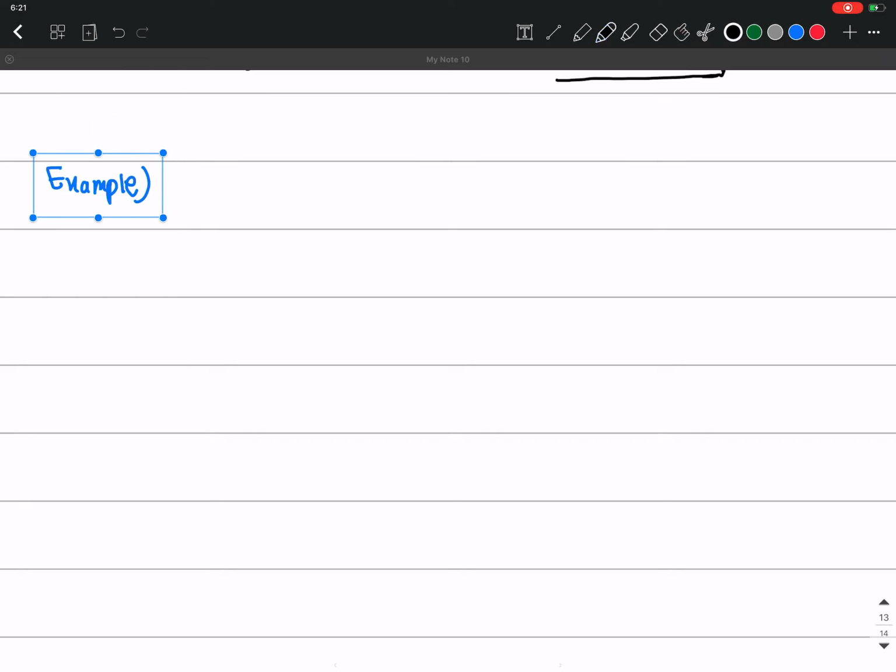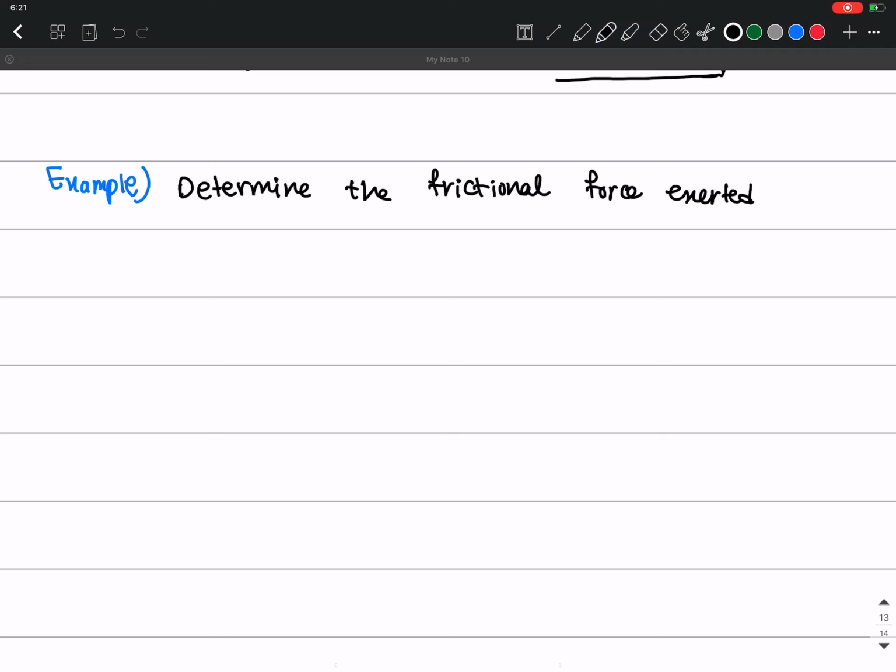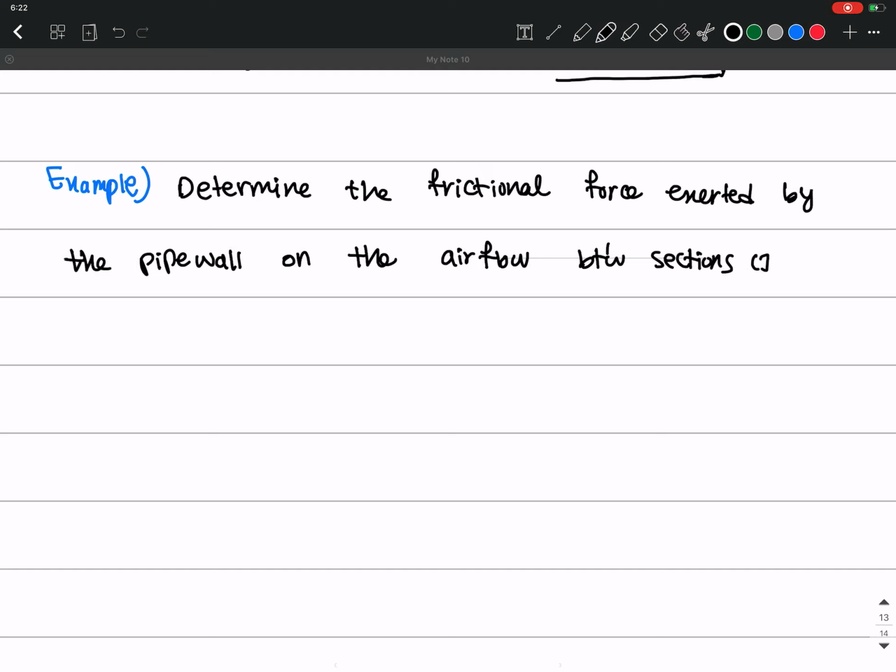So in this example, we want to determine the frictional force exerted by the pipe wall on the airflow between sections 1 and 2. Okay, what is this?